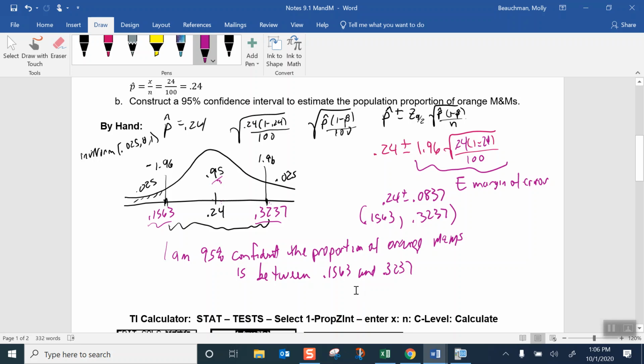Okay, so the estimate, a confidence interval, is an estimate of a population parameter, in this case the proportion of orange, using an interval. So if I used a lower level, if I used 90% instead of 95%, then my interval would be narrower. If I used a higher level of confidence, my interval would be wider. So that's the reasoning behind a confidence interval and how you calculate it by hand.